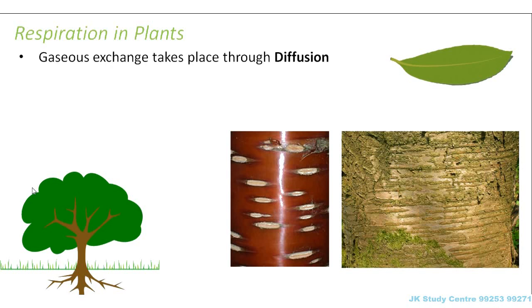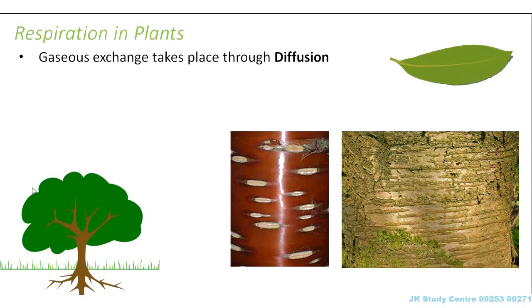Gaseous exchange takes place through diffusion. So in plants, gaseous exchange will take place through diffusion. What is diffusion? We know diffusion is a process where particles move from one medium to another medium such that it always moves from the medium of higher concentration towards the medium of lower concentration, right? So that is diffusion. So here also gaseous exchange will take place through diffusion.